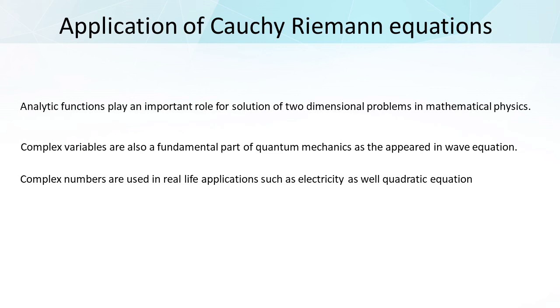Basically, when a function satisfies the Cauchy-Riemann equations in a particular domain D, we get to confirm that the function is analytic, and hence a function is proven to be analytic if that function satisfies the Cauchy-Riemann equations or CR equations.